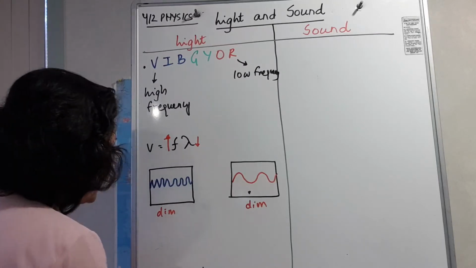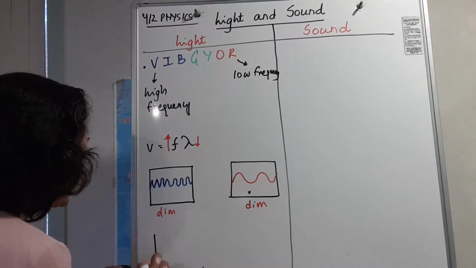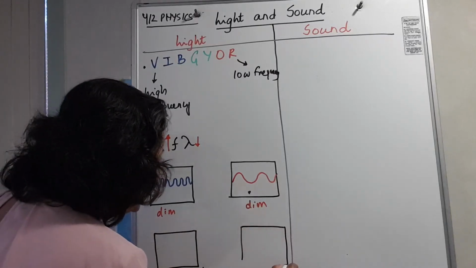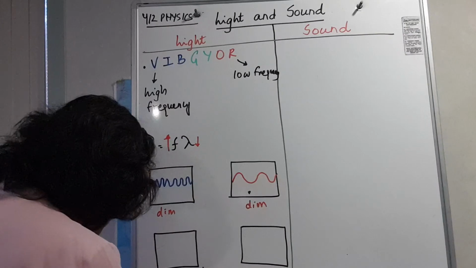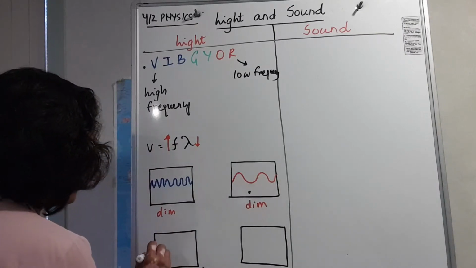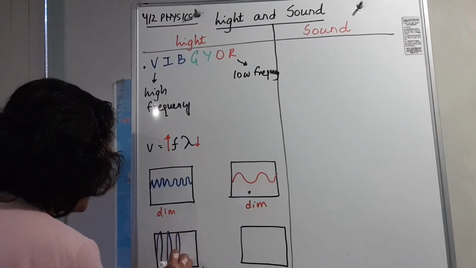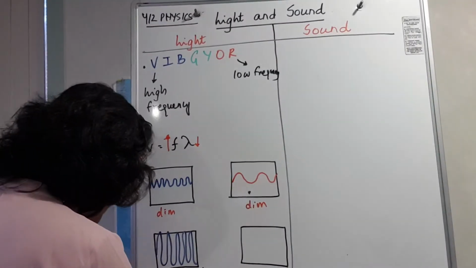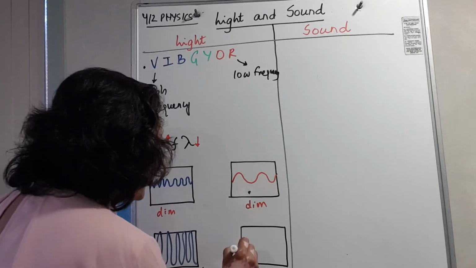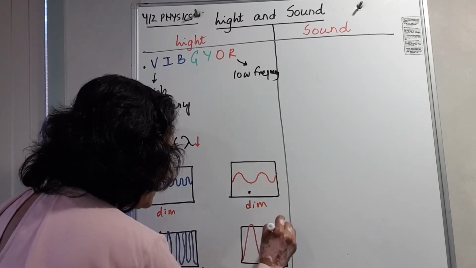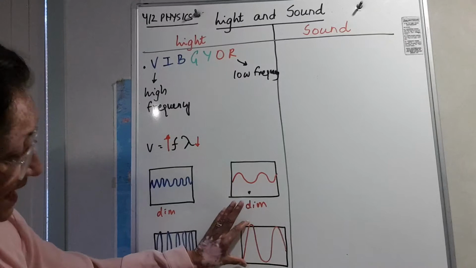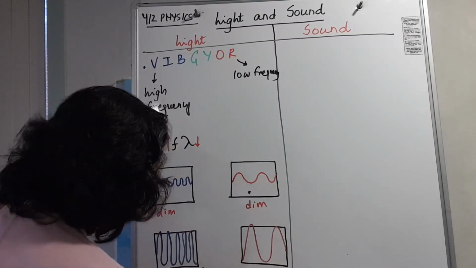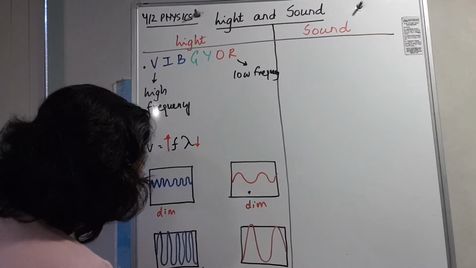Now, how do I show bright blue light or bright red light? The frequency of blue or red doesn't change, but for bright blue light, I have a high amplitude and still the high frequency. If I wanted bright red light, I have high amplitude with the low frequency. So the amplitude tells you whether the light is dim or bright.